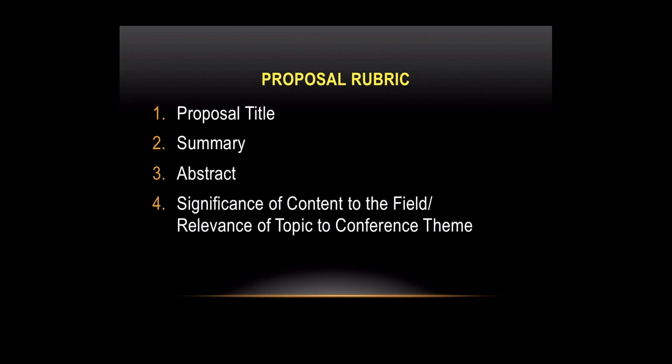So next is the proposal rubric, and this is how your proposal is going to be evaluated. The reviewers are going to look at and examine your proposal on 5 categories: the proposal title, your session summary, the abstract, the significance of the proposal content to the field, and relevance of the topic to the conference theme. So that's why it's important to read and understand the conference theme. And finally, language. How well written is your proposal?